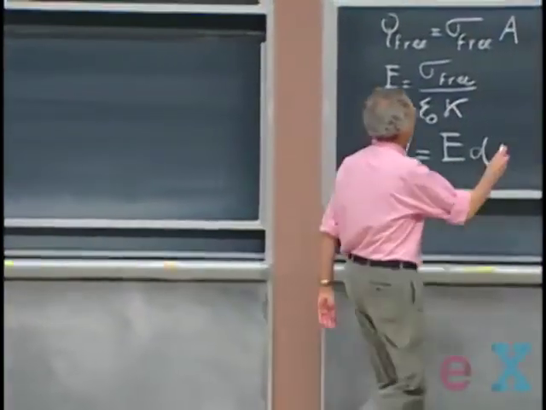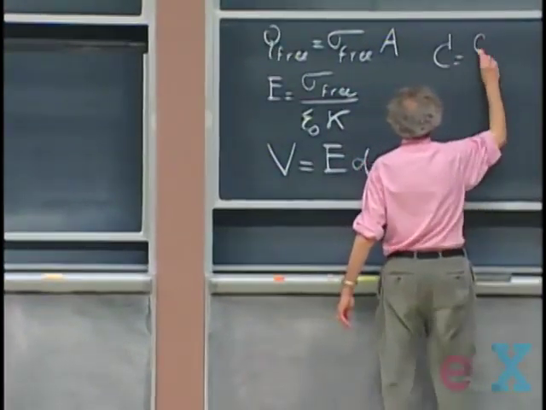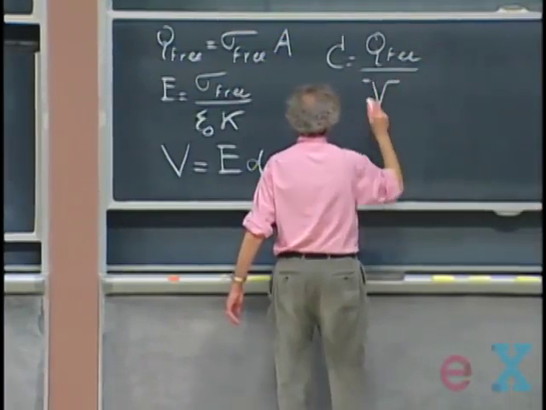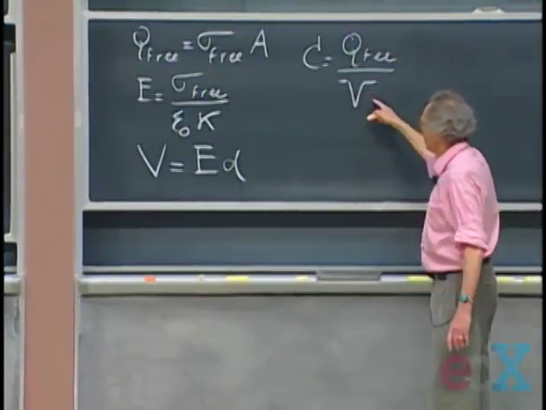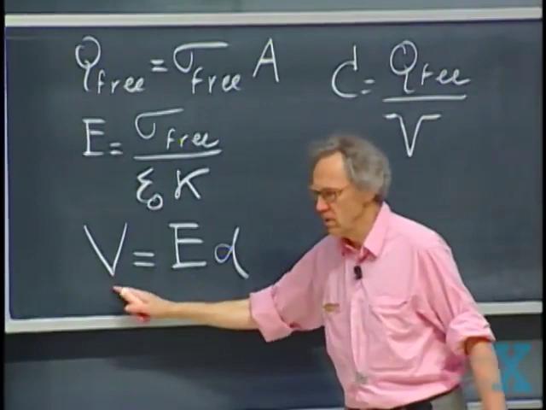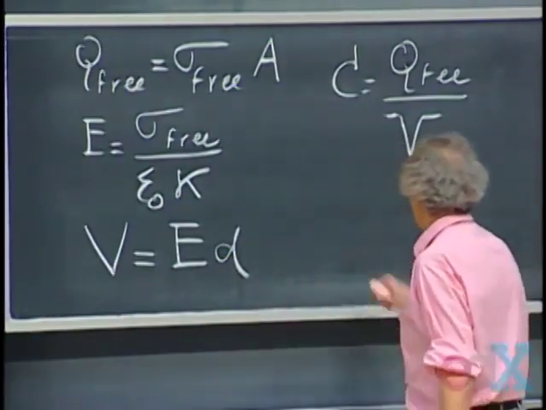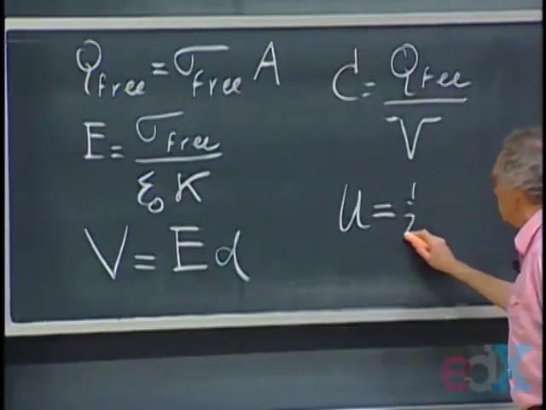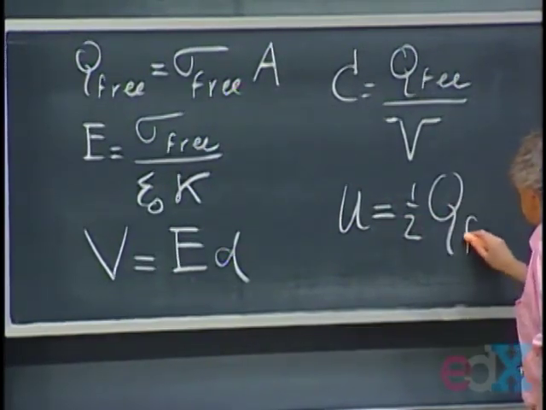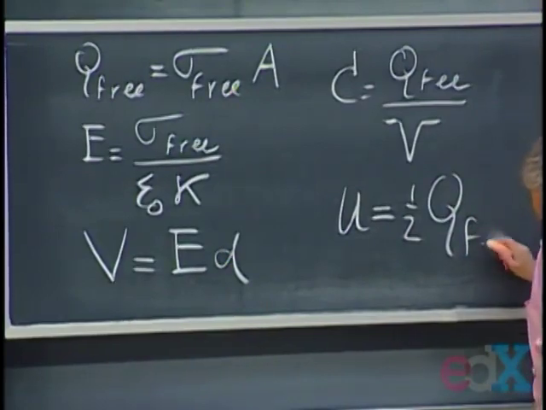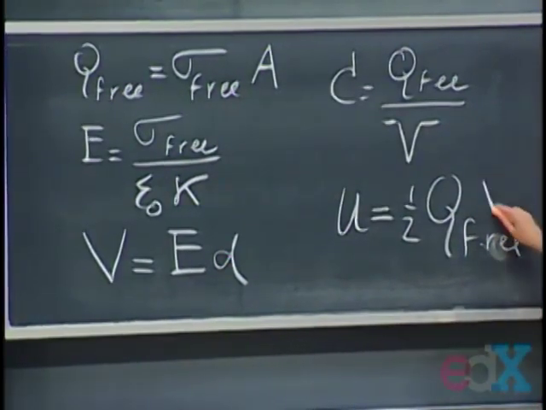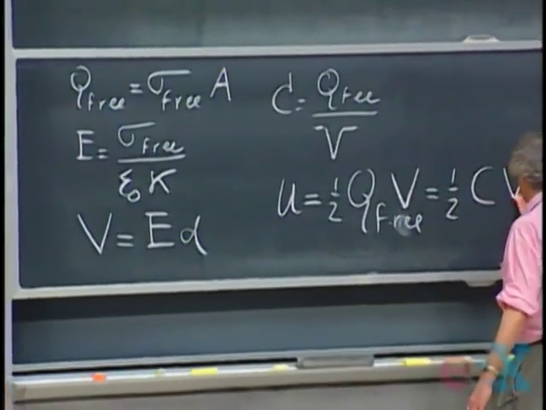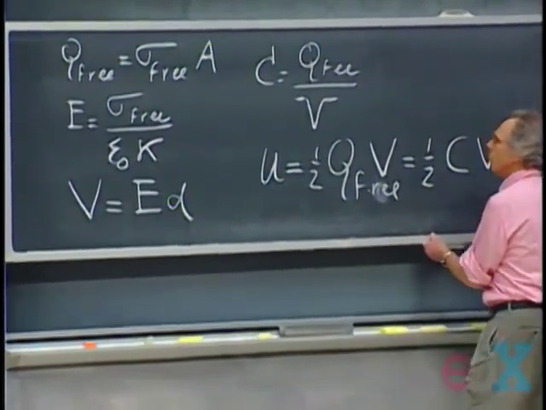The capacitance itself, C, is the free charge on one plate divided by the potential difference between the plates. V is my potential difference. That is this V. And the electrostatic potential energy equals 1/2 Q free times V, but it is also 1/2 C V squared.